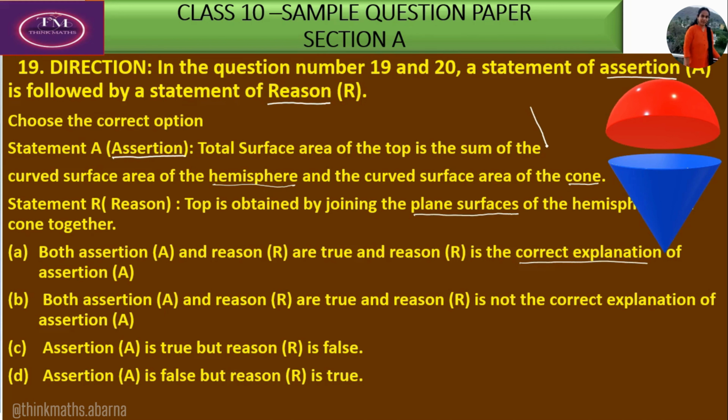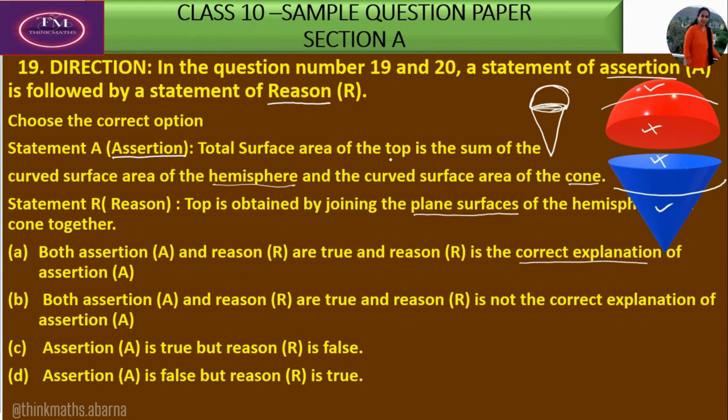This shape is formed by joining the cone with the hemisphere. So this plane surface will be hidden. There is a plane surface on both the cone and the hemisphere. This plane surface will not be shown when the hemisphere is placed on the cone. So only the curved surface area of the cone and the curved surface area of the hemisphere will be taken.